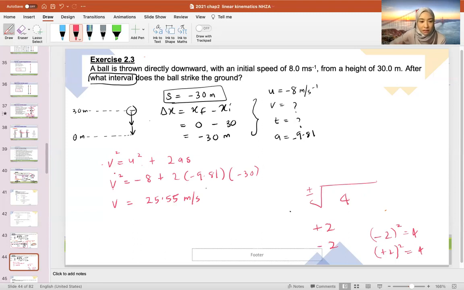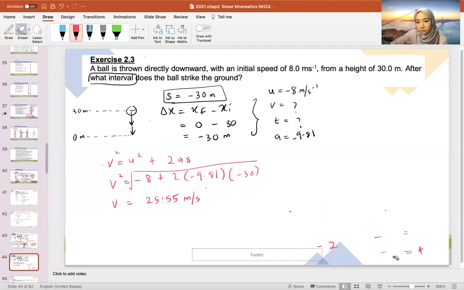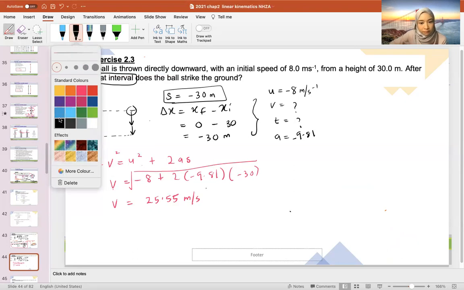Now with that said, we have a square root here, so we find the answer by square rooting the whole thing. What should my sign be for this answer? The 25.55 is correct. Positive or negative? Negative. Why? Because it's going downwards. The direction is going down.